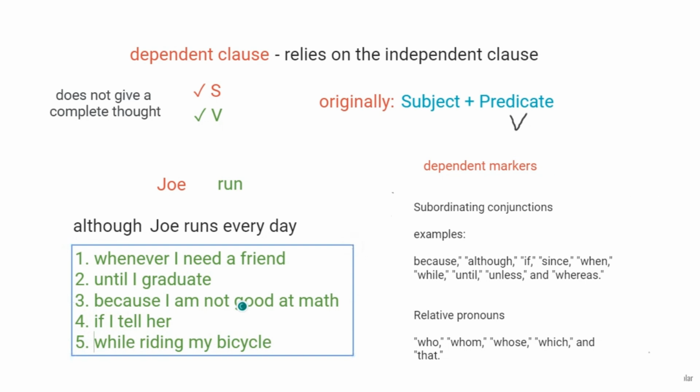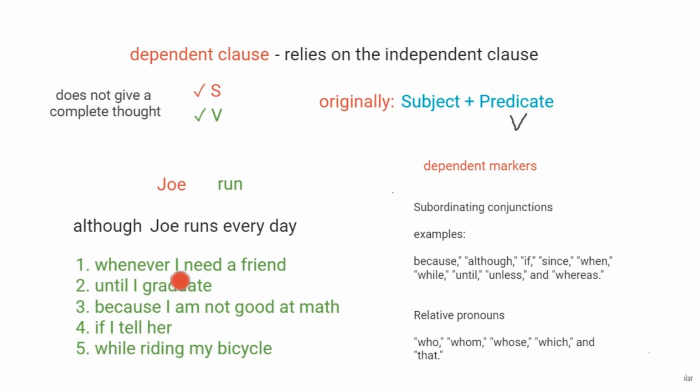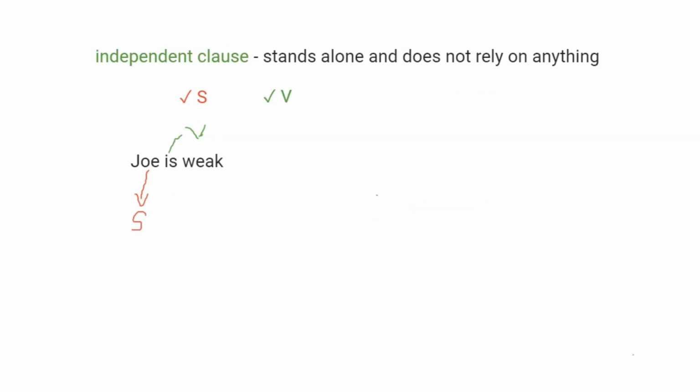So here are some examples of a dependent clause. These 5 clauses here have subjects and verbs, but they are dependent because of these words. And when we read them, we know some information is lacking, and that makes dependent clauses dependent or reliant on independent clauses. The independent clause, on the other hand, the same as a dependent clause, has a subject and a verb, but it is not introduced by anything.